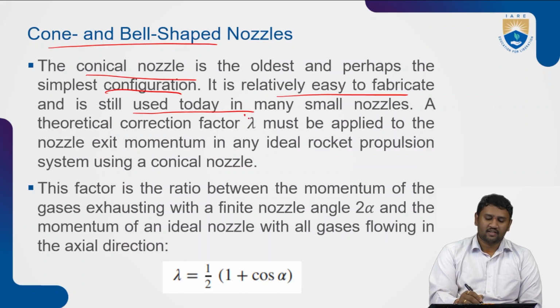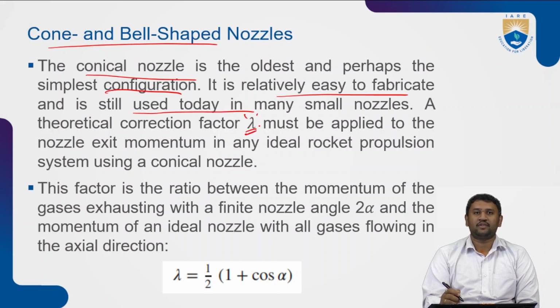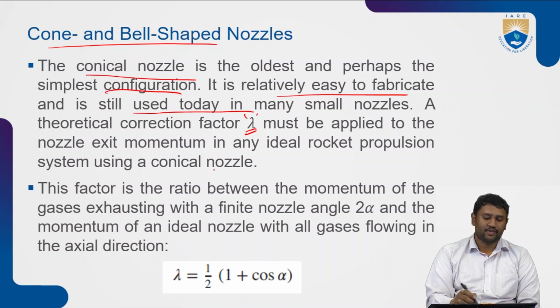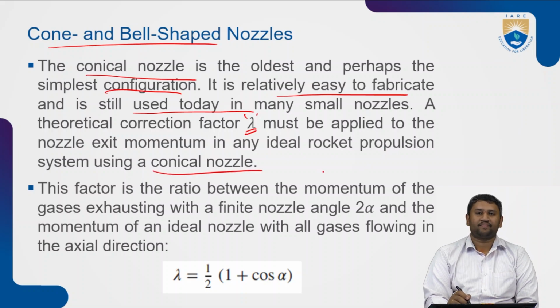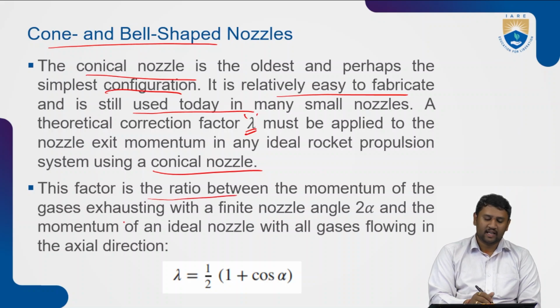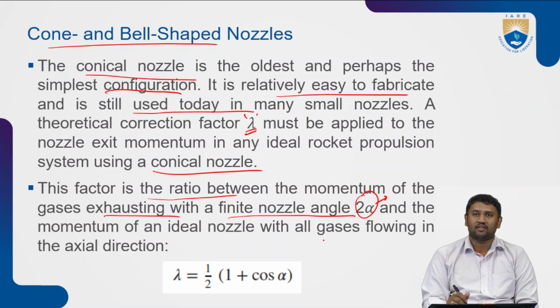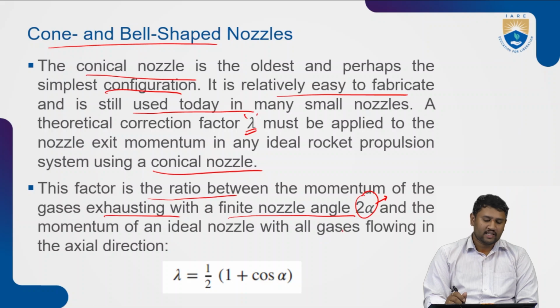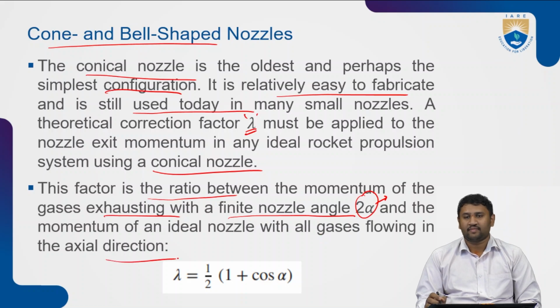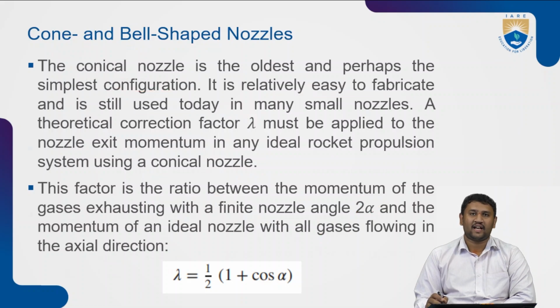A theoretical correction factor lambda must be applied to the nozzle exit momentum in any ideal rocket propulsion system using a conical nozzle. The factor is the ratio between the momentum of the gases being exhausted with finite nozzle angle, that is 2 alpha, where alpha is my half cone angle, and the momentum of the ideal nozzle with all the gases flowing in the axial direction. That gives us the correction factor.